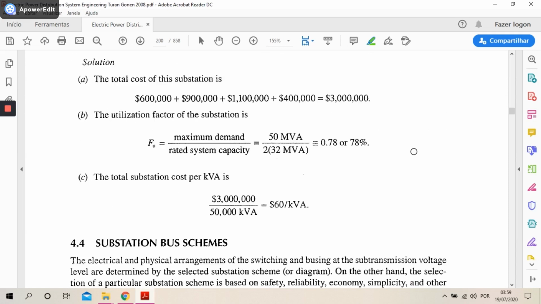The total cost of the substation is $600,000 plus $900,000 plus $1,100,000 plus $400,000, and it is going to be equal to $3 million.